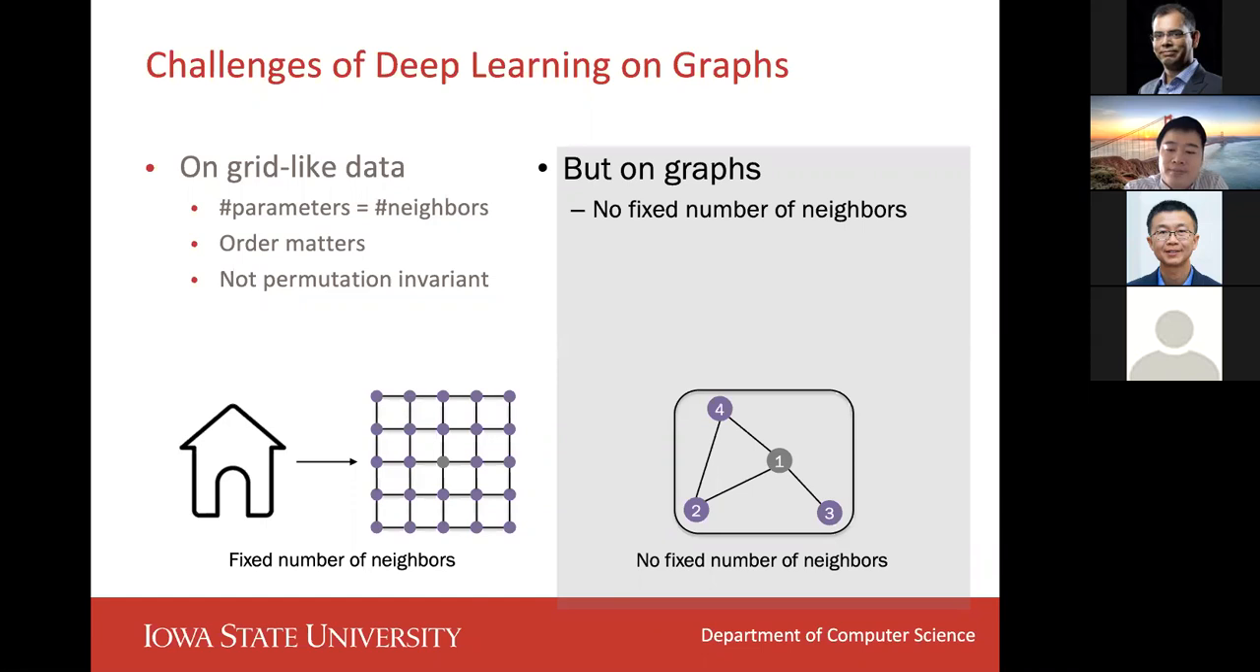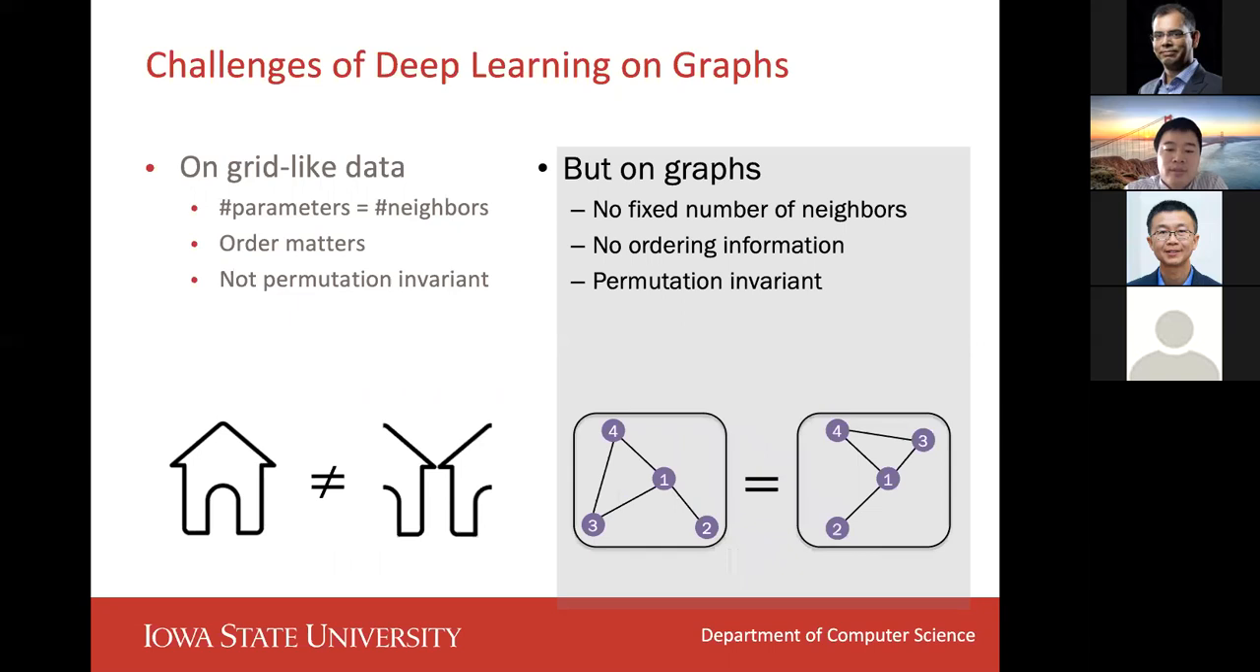And then let's move on to check the second property. On grid-like data, the neighbors have locality or order information. We can assign weights to neighbors according to their positions. But on graphs, neighbors have no position information. So in this simple graph, node 3 and node 4 are neighbors of node 1, but we don't know how to order them because there is no order information or locality information for them. So literally, we cannot determine how to assign the trainable weights to them.